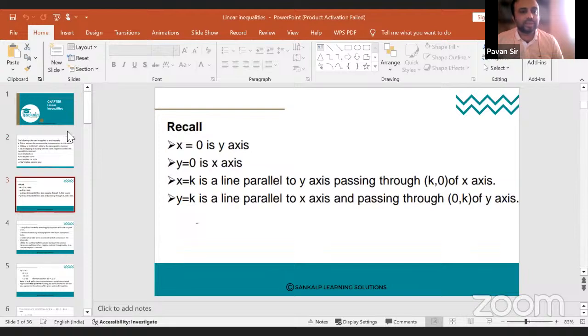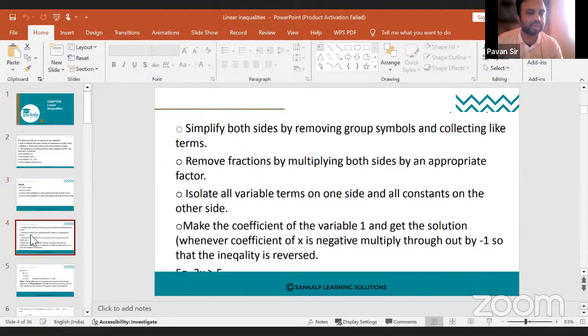Let's recall something. x equal to 0 is the y-axis, y equal to 0 is the x-axis, x equal to k is a line parallel to the y-axis through k, 0 of the x-axis, and y equal to k is a line parallel to the x-axis passing through 0 and k. So these are all basic Cartesian plane methods. If you draw the graph, then you will come to know. Next one.